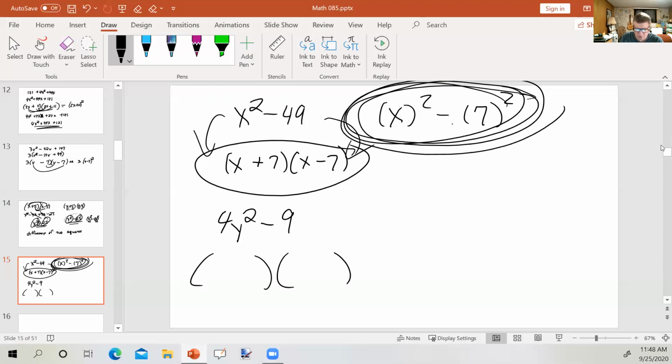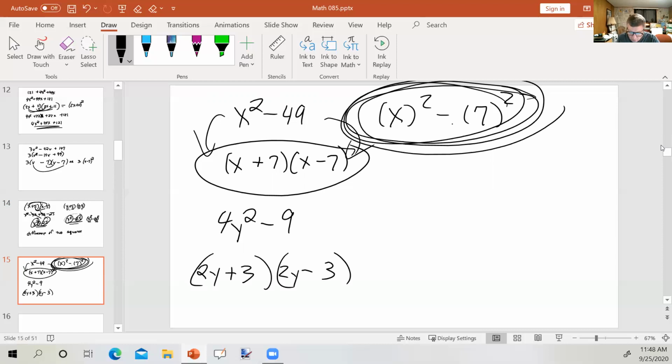Is that the difference of two squares? Yes. So what's going to go inside the first factor? It's going to be 2y and then 3. And then the other one would be 2y and 3 as well. Correct. And you did it.